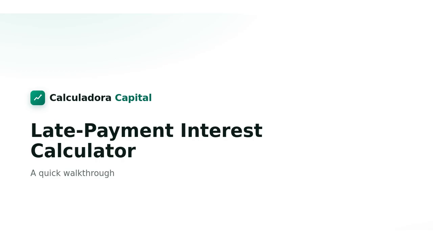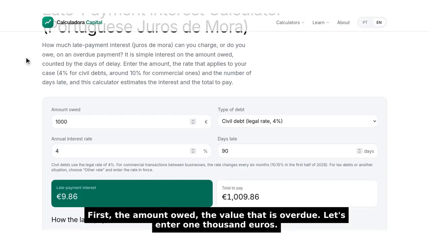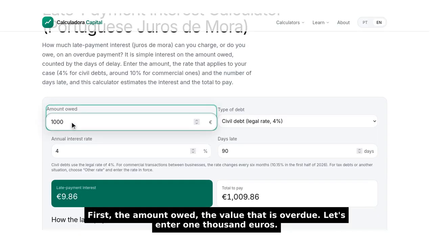Let's walk through the late payment interest calculator. It works out the interest you can charge, or owe, on an overdue payment, based on the amount, the rate that applies, and how many days it is late. First, the amount owed, the value that is overdue.